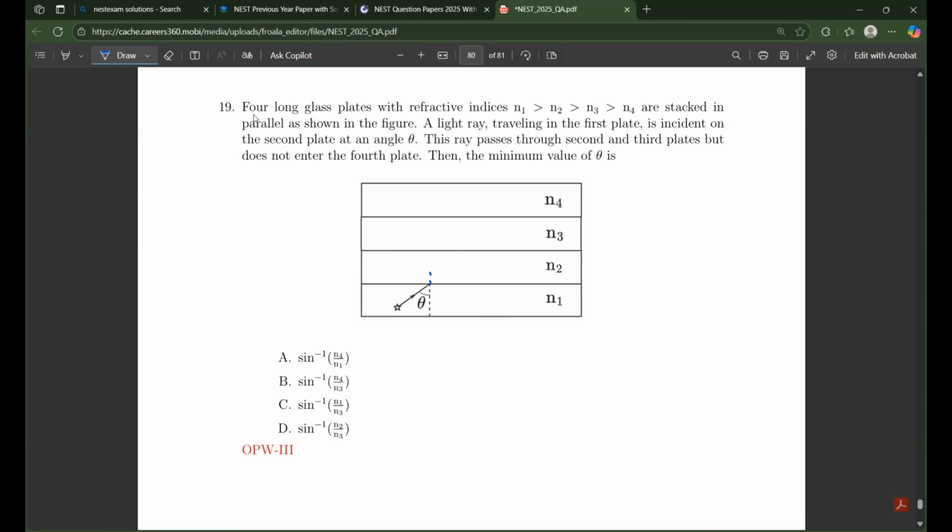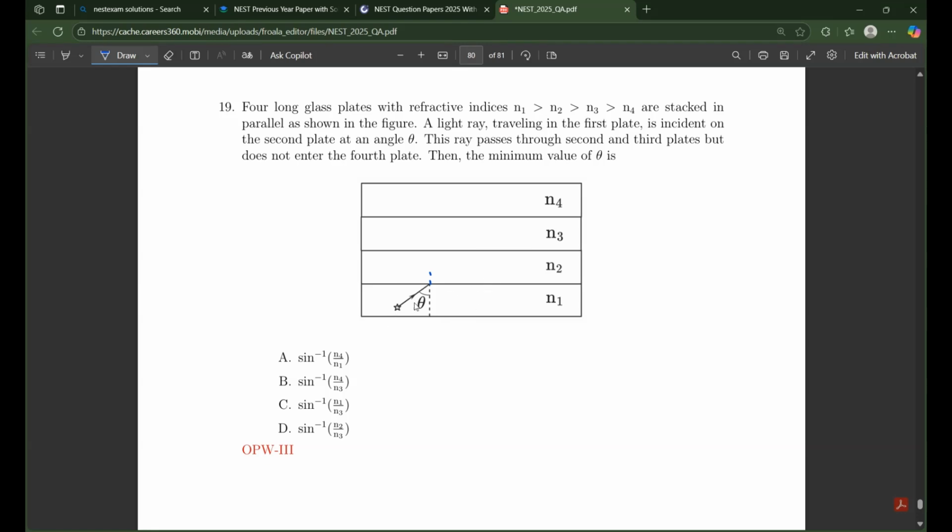The question says four long glass plates with refractive index n1 greater than n2 greater than n3 greater than n4 are stacked in parallel as shown in the figure. A light ray traveling in the first plate is incident on the second plate at an angle theta that is provided in the figure. This ray passes through the second and the third plates but does not enter the fourth plate. Then the minimum value of theta is.